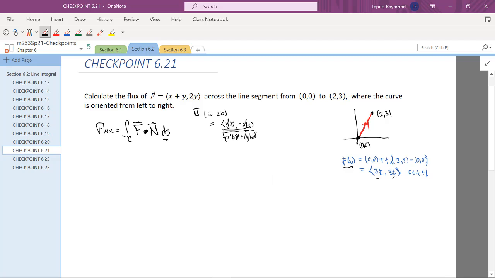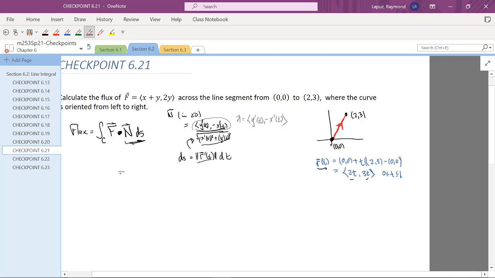Speaking of the magnitude of r prime of t, we also know that ds is equal to the magnitude of r prime of t, which is essentially this whole denominator. And so when we do this product over here, the n with the ds, you can cancel the magnitudes of r prime of t and have this left. We sometimes call this little n, and that is sometimes defined as the y prime comma negative x prime vector.